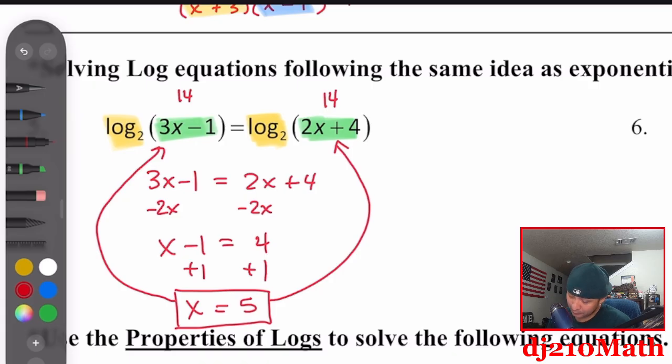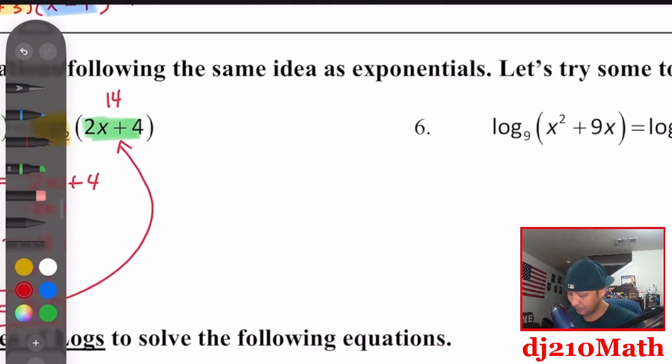Sometimes it's going to look like a solution, but when you plug it in, you get 0 or a negative number, and then that's just not true. That's just not true, right? The highlighted green part needs to be bigger than 0. Always.